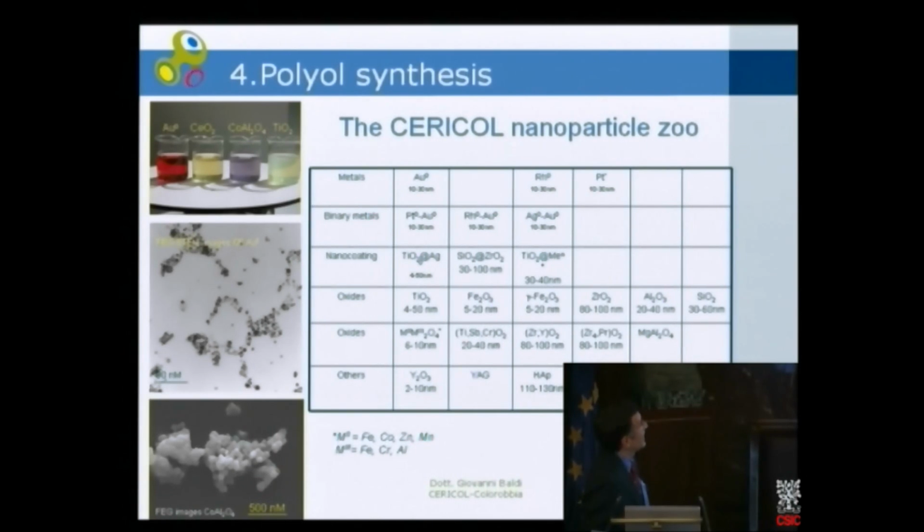Otherwise, we can obtain oxides, like for example titanium oxide, iron oxide, zirconium oxide, as you can see, alumina oxide, and also more complex oxides, like for example spinel-based oxides, like ferrites, or titanates, and so on. We have also obtained hydroxyapatite with this polyol synthesis method, with very interesting properties.